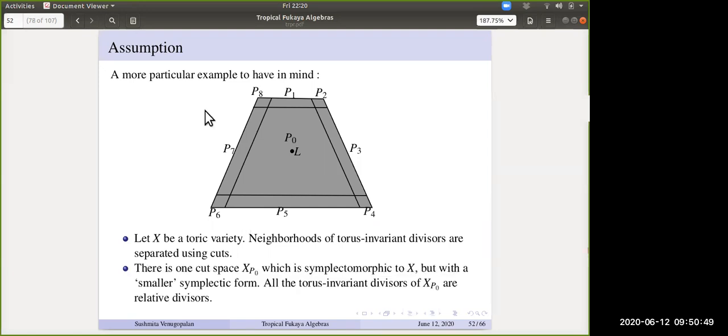So there is one big space called XP0, which is symplectomorphic. Sorry, no, this is wrong. I meant to say diffeomorphic. That's a typo. So XP0 is diffeomorphic to X, but with a smaller symplectic form. And the torus invariant divisors are relative divisors, as you can see. Okay, so this is a good example to keep in mind. And the Lagrangian, of course, is a torus orbit here.